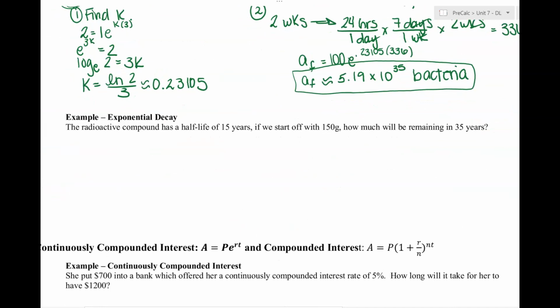Okay, so it tells you the radioactive compound has a half-life of 15 years. Now we're starting off with 150. How much is remaining in 35? Well, again, we don't have k. We're going to have to find k.